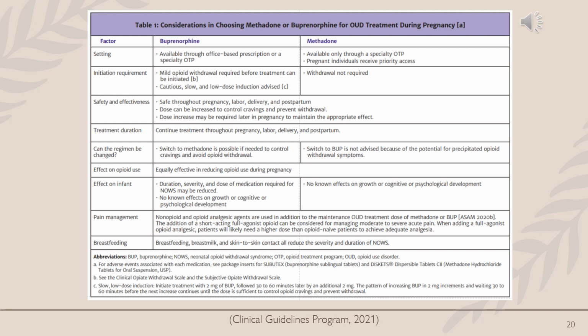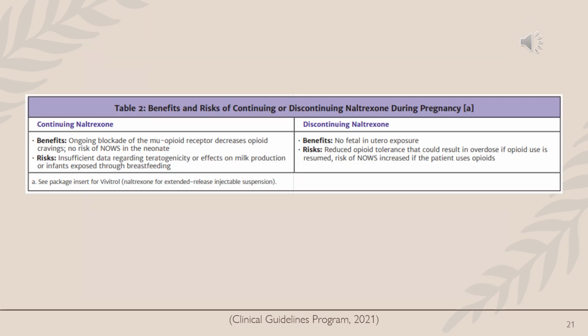Feel free to pause at this point and review these considerations in choosing methadone or buprenorphine for opioid use disorder treatment during pregnancy, particularly running through the settings, the initiation requirements, safety, efficacy, treatment duration, the effects on the infant particularly, and then pain management and breastfeeding indications as well. And here also you can see the benefits and risks of continuing or discontinuing naltrexone usage during pregnancy.